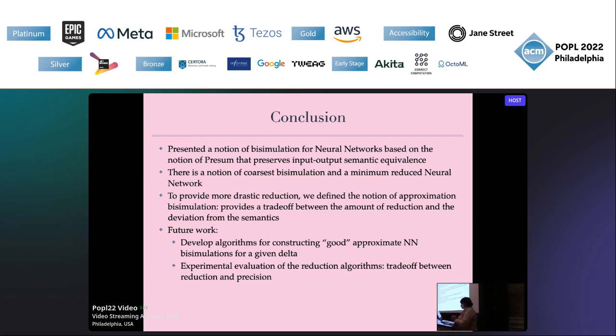So going forward, we would like to develop algorithms for heuristically choosing which of these reduced neural networks is better in the context of approximate bisimulations. And also one thing we haven't done is experimental evaluation of the reduction algorithms, wherein we would like to understand the trade-off between how much reduction we get versus how much precision we lose in the context of approximate bisimulations, and also compare between the approximate versus the exact and see how they fare in some examples.